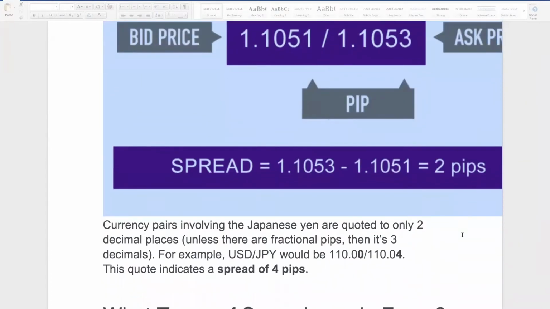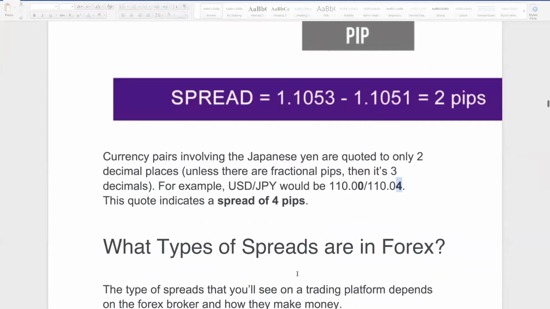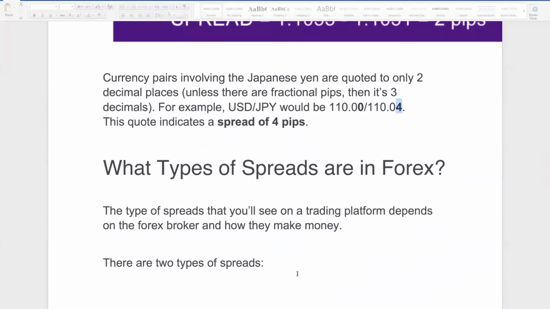Currency pairs involving the Japanese yen are quoted to only 2 decimal places, unless they are fractional pips, then it's 3 decimal places. For example, USD/JPY, don't forget USD is your base currency, JPY is your quote currency, would be 110.00 and 110.004. This quote indicates a spread of 4. If you subtract 0.004 and 0.00, you get 4 pips.